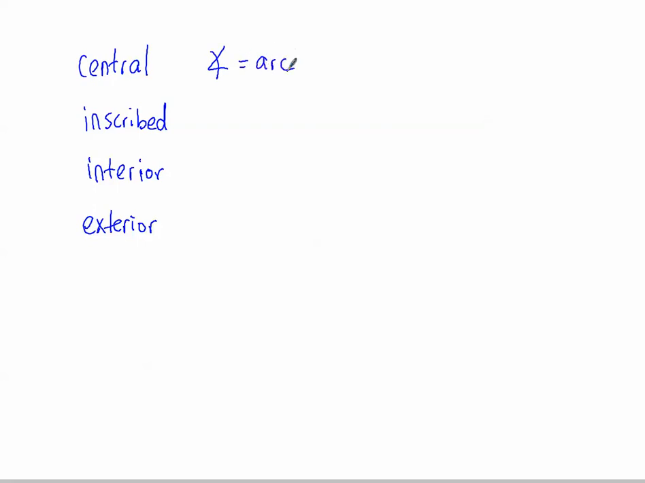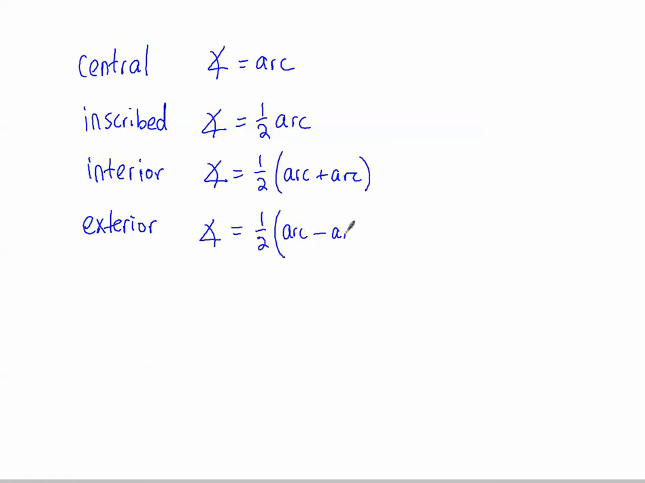Let's do a quick summary, because we dealt with a lot of stuff here. Central, inscribed, interior, and exterior. 4 different types of angles. Central angle, the angle equals the arc. Inscribed angle, angle's half of the arc. Interior, angle is the average, half of arc plus arc. And exterior, angle is half of arc minus arc, where we always remember to subtract little from big, so we end up with a positive value.